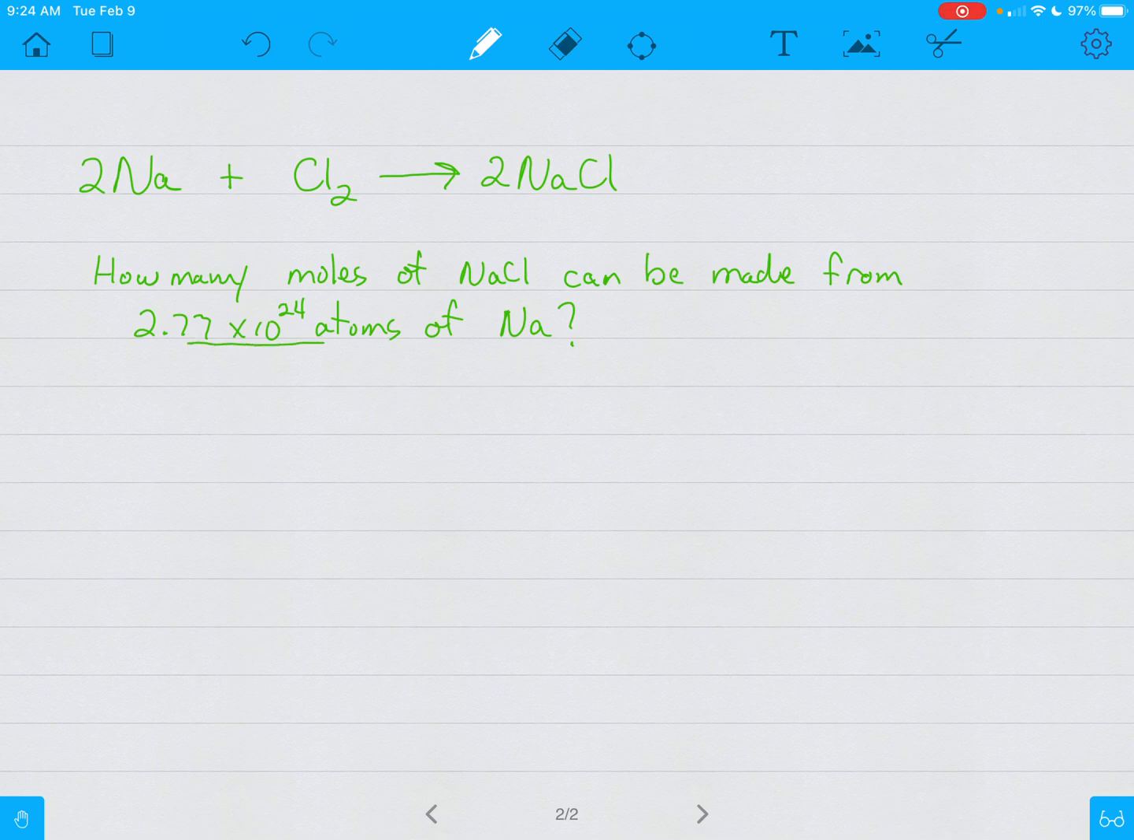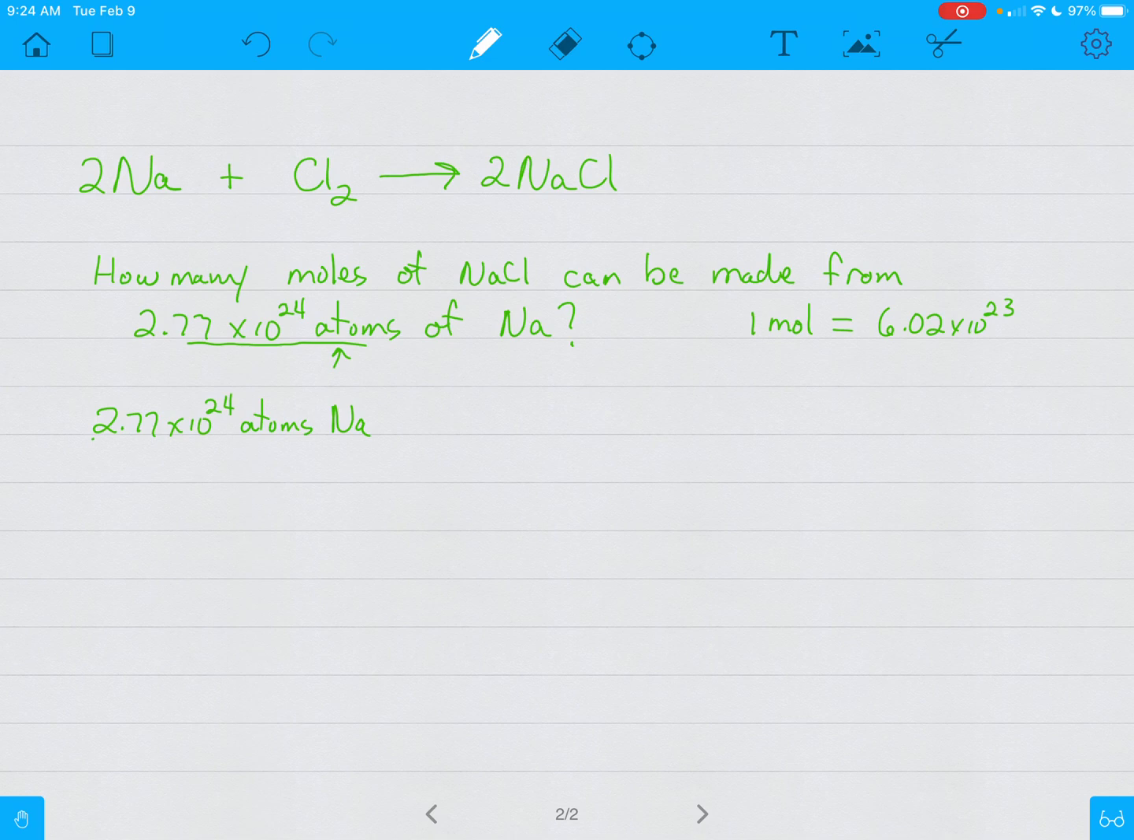Whenever you see something like this, you know you're going to be working with Avogadro's number, right? And remember, Avogadro's number is this: 1 mole of anything is going to equal 6.02 times 10 to the 23rd anythings. And so in this case, we're dealing with atoms. So we know if we have 1 mole of atoms, it's going to be 6.02 times 10 to the 23rd atoms. So let's start with what we have, okay? And we'll just go from there and see where it takes us. 2.77 times 10 to the 24th atoms of Na.